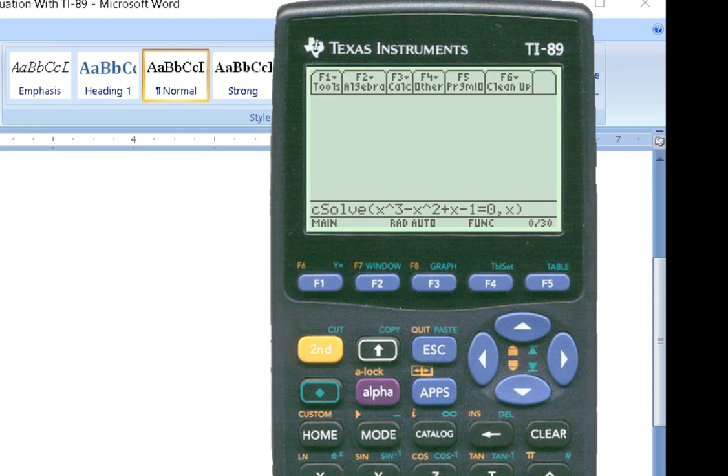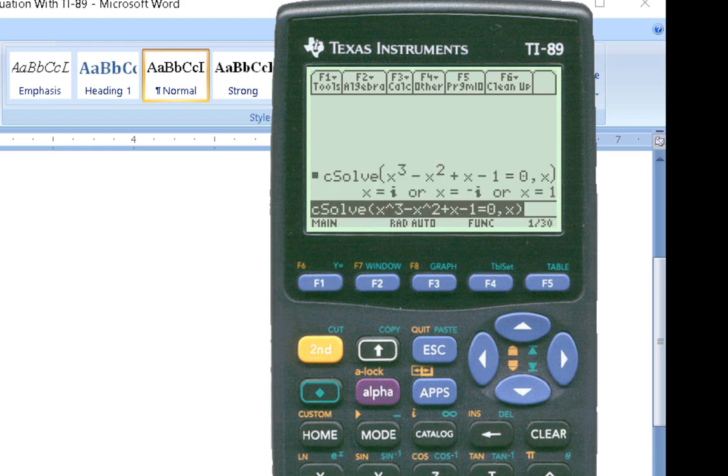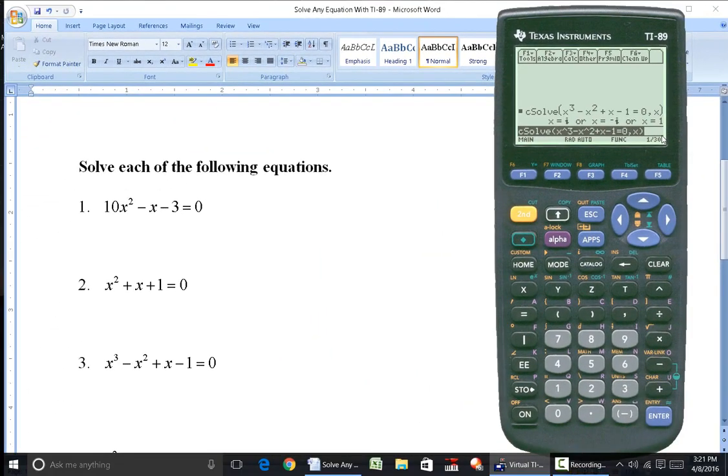And because it's a polynomial equation, we expect to have 3 solutions. Again, they could be repeated solutions, but we'd expect at most 3. Hit enter. And there you have them. x equal to I, x equal to -I, and x equal to 1. Those are the 3 solutions. So 2 are non-real or imaginary, and the other one is real, x equal to 1.